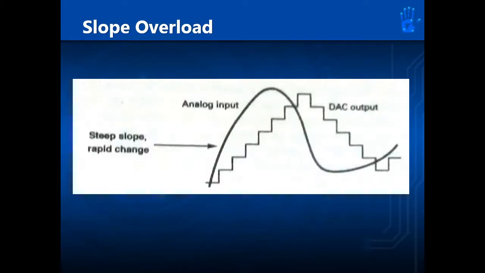This is an image of slope overload occurring. As you can see, our analog input signal has a very steep slope. So this rapid change in amplitude is too fast for our system to follow. So our DAC output is lagging behind our original analog input signal.